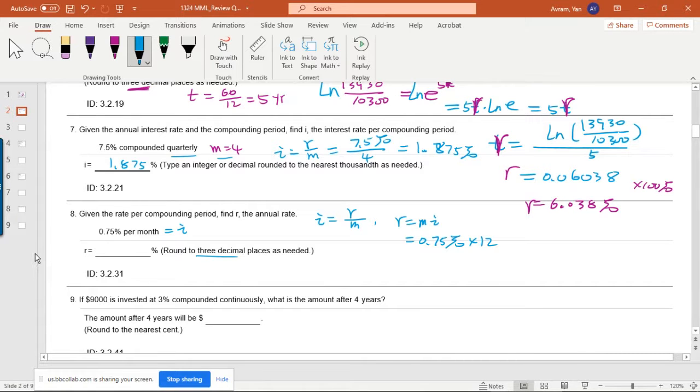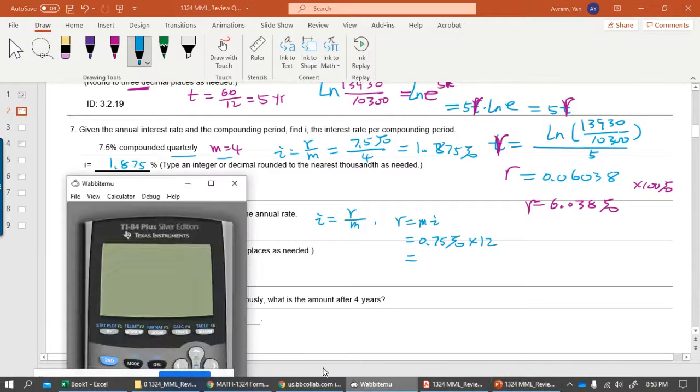So that means 12 months a year, right? r is the annual rate. i is just kind of like the rate per month. Okay, so we're going to use this one multiplied by 12.